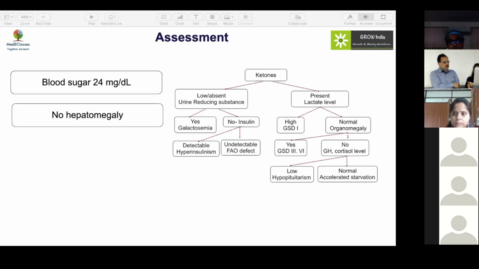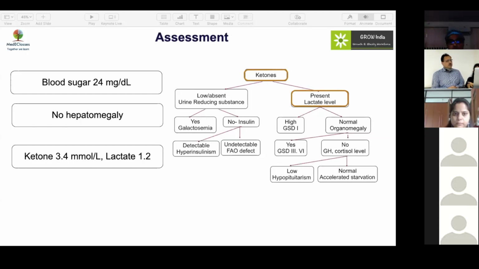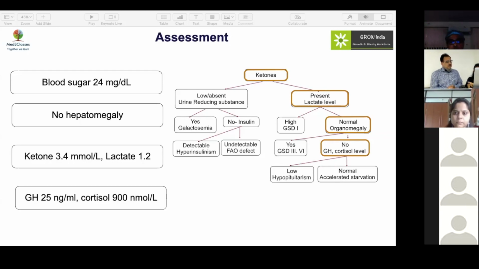So what we are seeing here is that this child presented with a typical presentation of not waking up in the morning. There is hypoglycemia, there is no hepatomegaly. We would need to do a ketone, which was high, lactate was normal, and we have got all the other responses, normal growth hormone and cortisol.